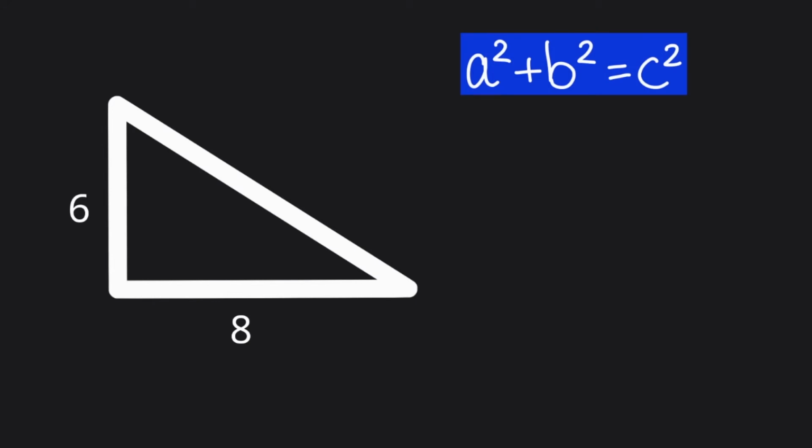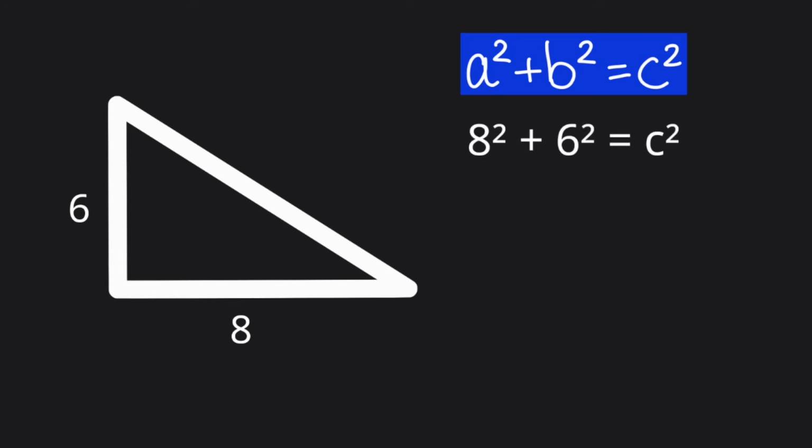Let's do an example. A triangle with a right angle is given. The sides A and B are 8 and 6 inches long. How long is C? Take the Pythagorean theorem, a squared plus b squared equals c squared, and replace the variables a and b with 8 and 6.